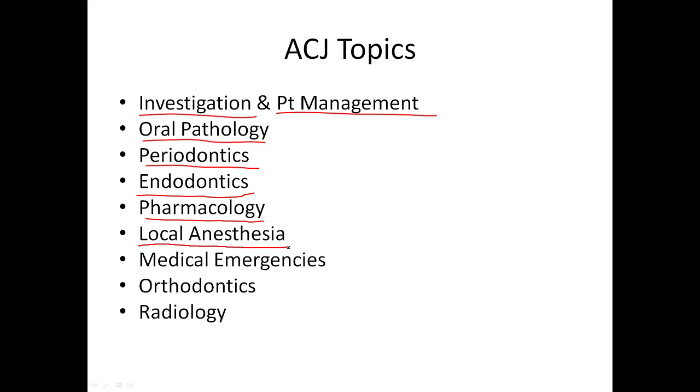Local anesthesia, basically the techniques. There is a calculation template we'll go through, but it's not coming in the exam. But we still have to go through it. Medical emergencies, both diagnosis and treatment. Orthodontics, there are many templates, but it's not a big chunk in the exam.